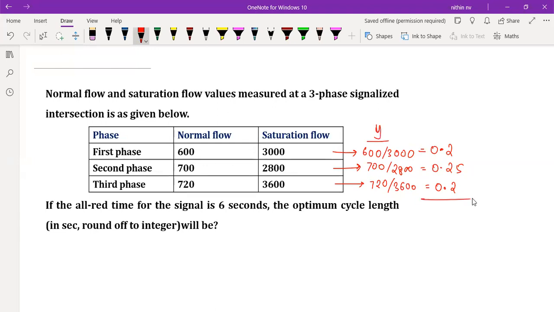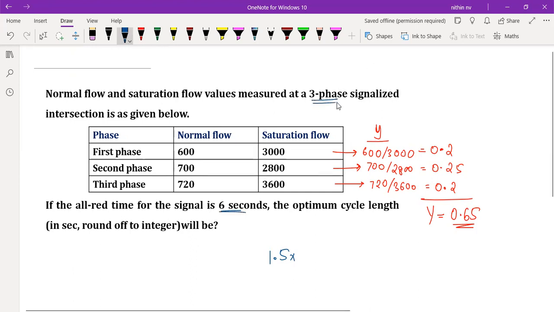Now if I add all these three values, I'm going to get capital Y. It is going to be 0.65. And this value is what we require in the calculation. So if I'm substituting 1.5 into it, how much is L? I don't know. They have not given L, but they have given something else, no? All red time 6 seconds. So it's a 3 phase, no? So can I take L equal to 3 into 6 seconds, equal to 18 seconds?